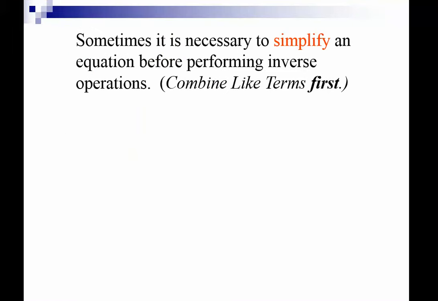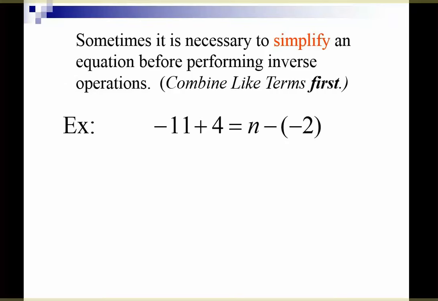Sometimes it is necessary to simplify an equation before you perform the inverse operations. So just like we added 9 to get rid of negative 9, that's an inverse operation, but sometimes there's a little pre-work to do before you get there. So take a look at this guy. Negative 11 plus 4 equals n minus negative 2. Okay? There's a lot of stuff going on here, and some of that stuff can be simplified.